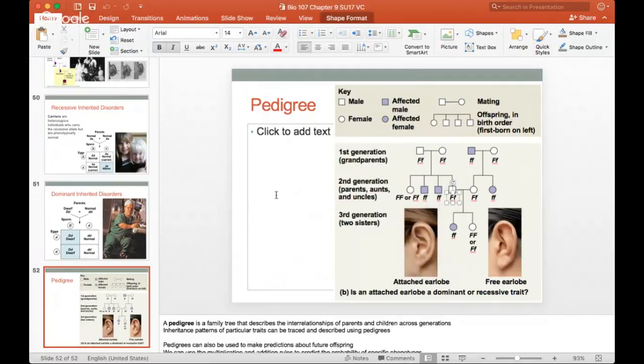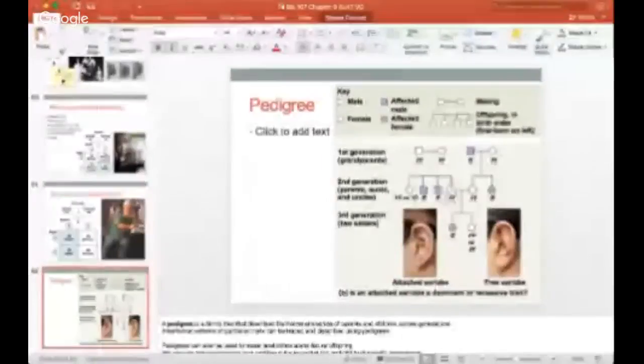Okay? Being able to translate some text about a family history into a pedigree and then translate that pedigree into genotypes is very important. I would recommend that if you don't know how to do that, that you practice through that at least 2 to 3 times tonight, okay? Because that is going to be important.